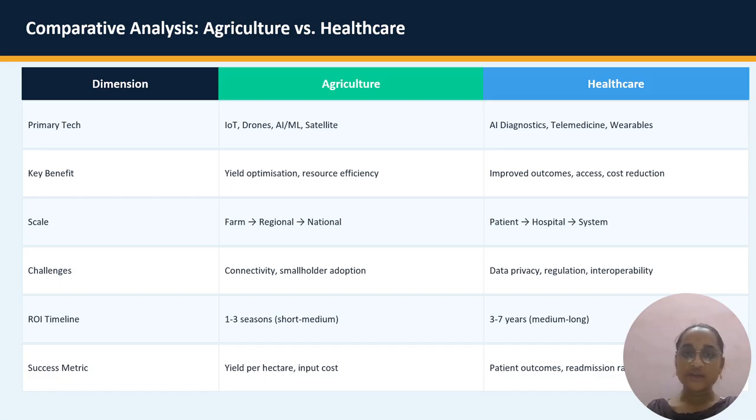Both sectors benefits from digital transformation, but the tech timeline and the barrier are different. Agriculture get faster ROI, but has connectivity issue. Healthcare has huge impacts, but more slower due to privacy and regulatory challenges.